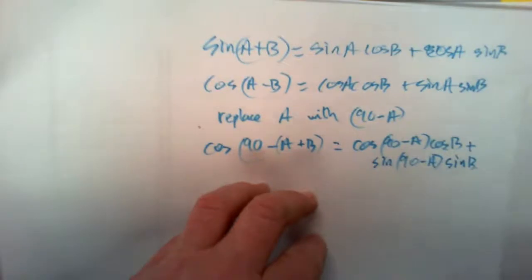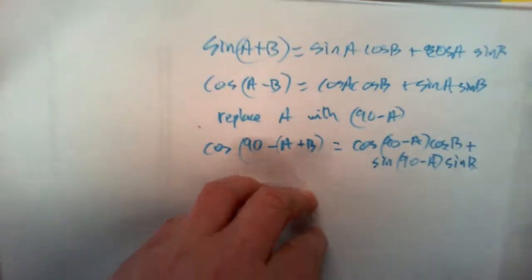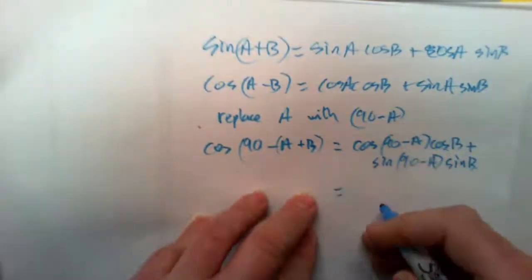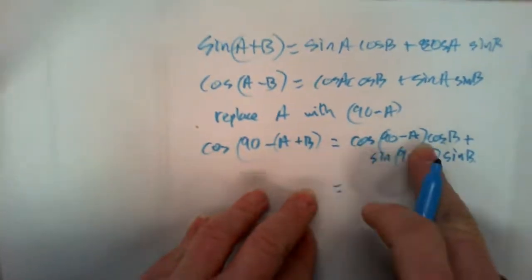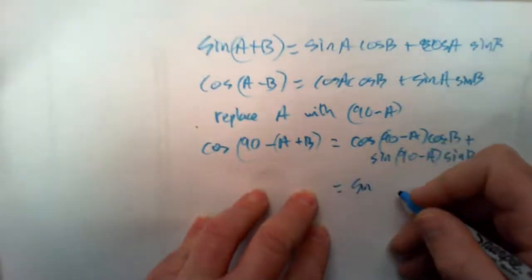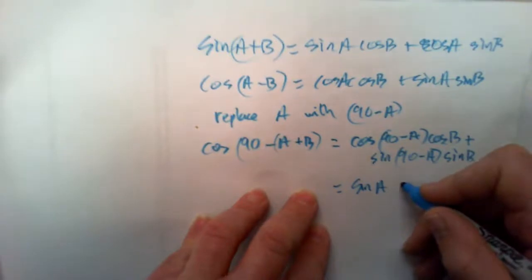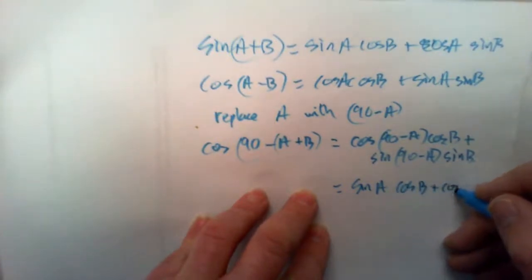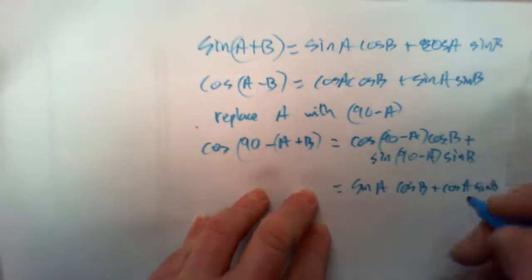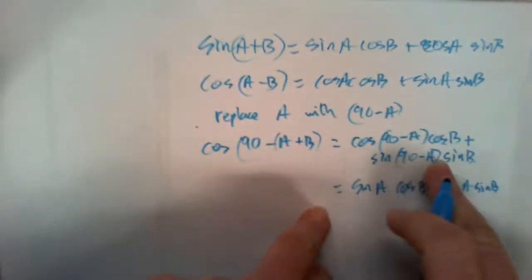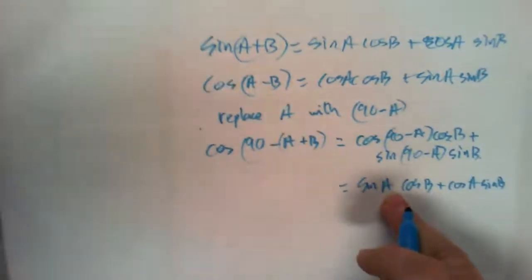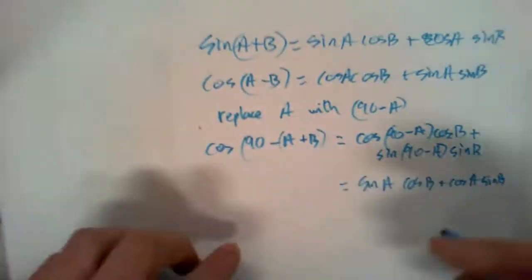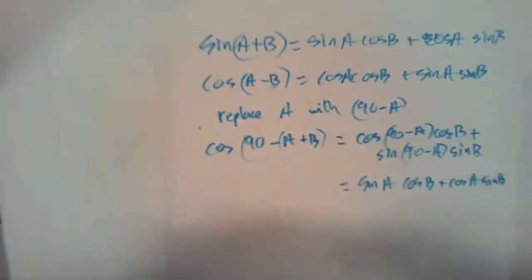So that's going to give me, let me see, 90 minus A by the sine of A. That's going to give me the sine of A by the cos of B plus the cos of A by the sine of B, because 90 minus A is the same as sine of A. And that's what we want, isn't it? That's that one done.